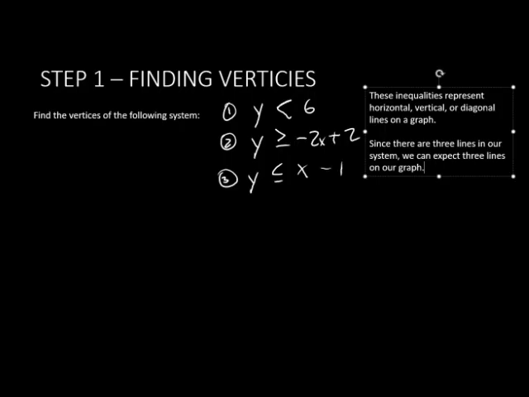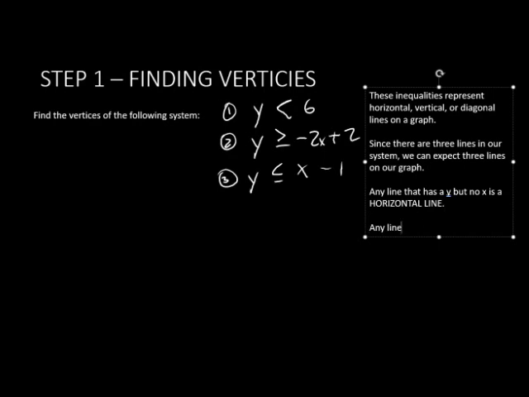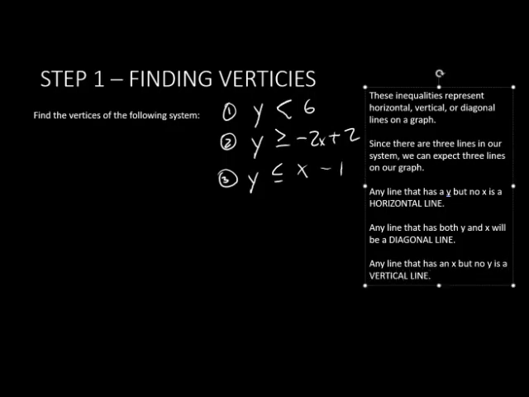Now, any line that begins with simply y and contains no letter x, just as line 1 does, we can safely assume is a horizontal line. Any piece of the system that has both y and x will be a diagonal line. Any line that has only x and no y will be a vertical line. We don't have any line like this in this particular system, but you may see it when you try your homework. Based on this, we can say that line 1 will be a horizontal line because it has only y in it and no x. The other two lines will be diagonal.